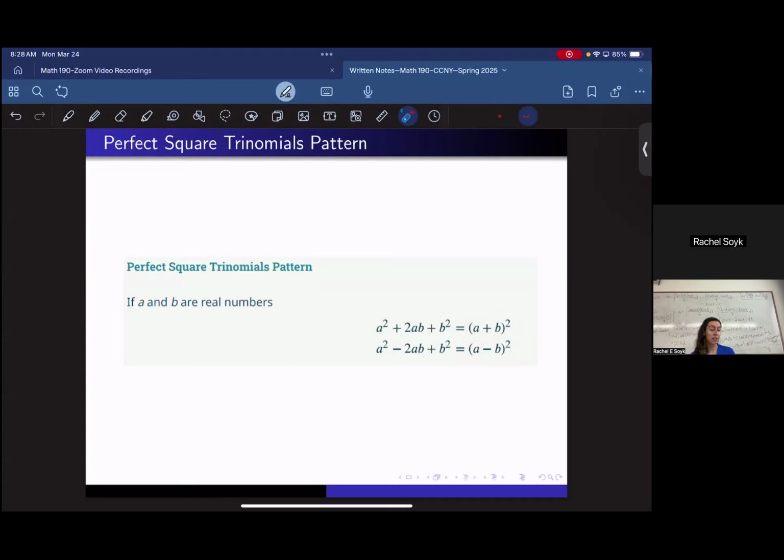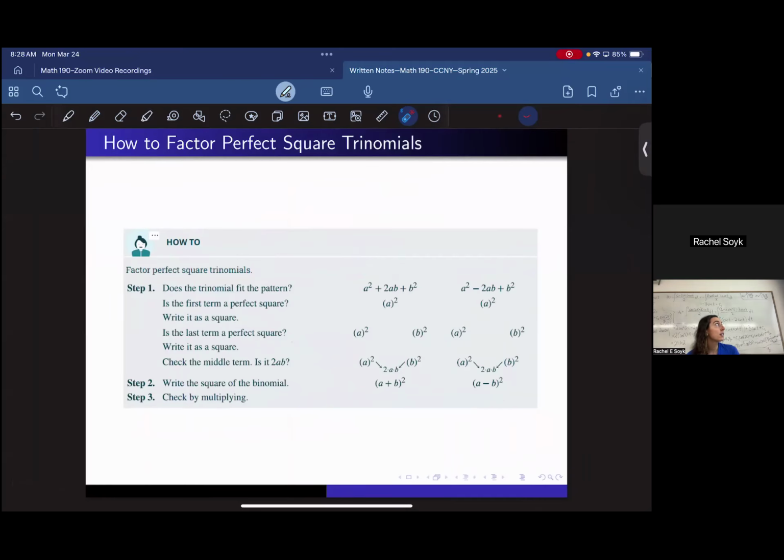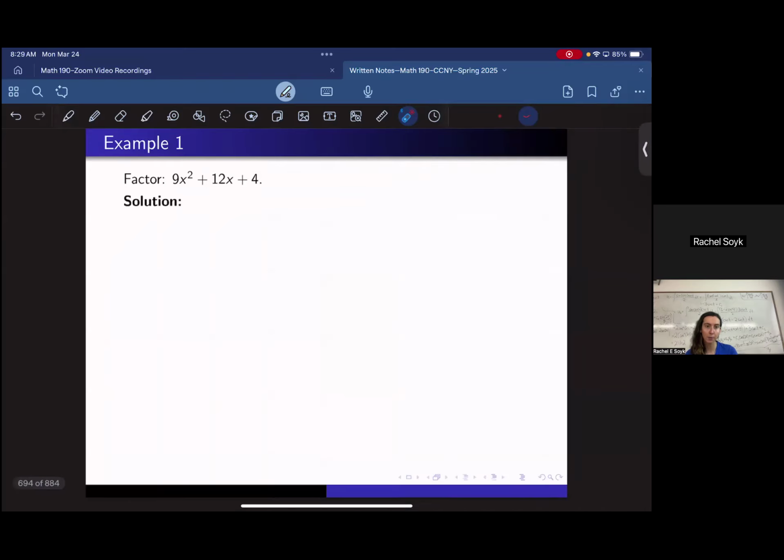Well, if it's a plus, then those middle terms are being added to one another, so that operation is positive. And if it's a minus, then those two terms are still doubled, but instead of the operation being positive, it's negative. And then this slide is the step-by-step procedure for breaking down those expanded forms of perfect square trinomials into our factored form, either (a + b) squared or (a - b) squared. And we will practice this utilizing some concrete examples.